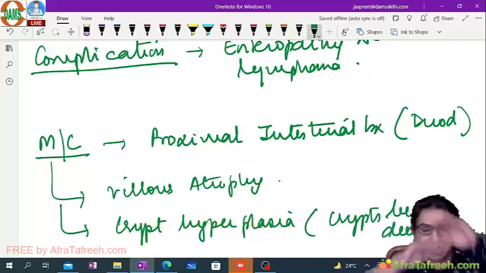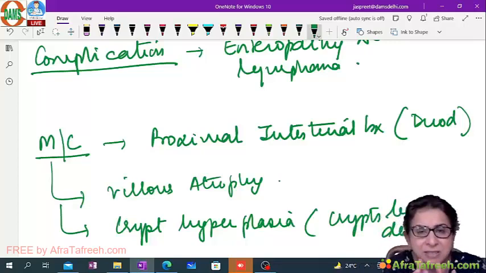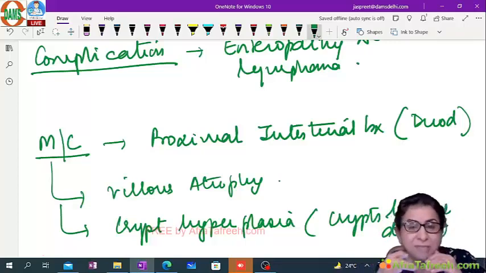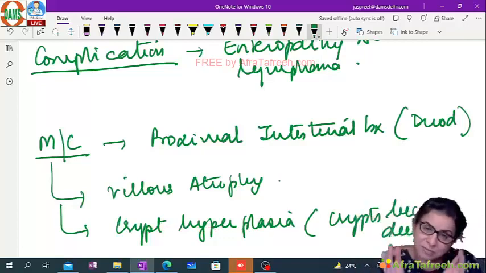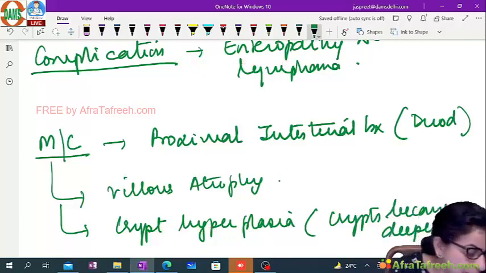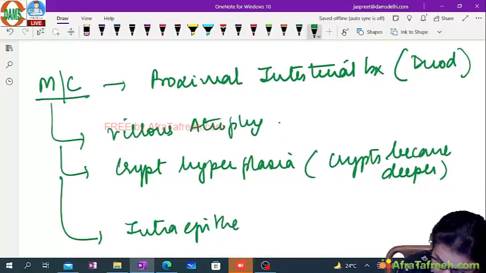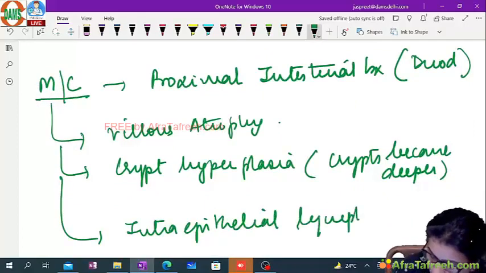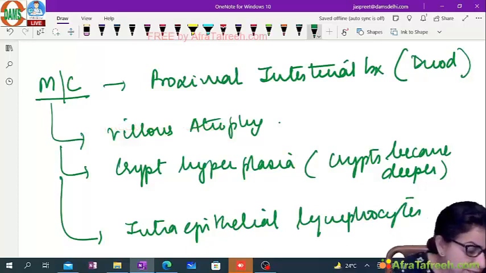So villi are lost. When villi are lost, in the crypts we have the stem cells. Since villi are lost, the stem cells in the crypt try to regenerate the villi. They start multiplying because they want to regenerate the villi. Because of that, the crypts become hyperplastic and deeper. And third, you see intraepithelial lymphocytes. So lymphocytes infiltrate the epithelium.